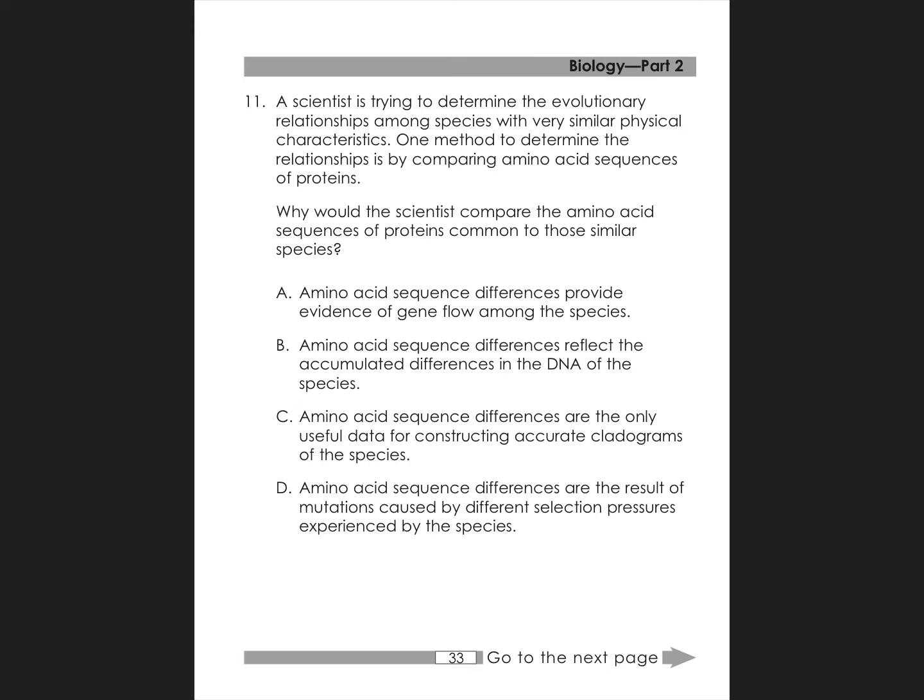Okay, this next question asks, a scientist is trying to determine the evolutionary relationships among species of very similar physical characteristics. So maybe two birds that seem very identical in size, shape, maybe there's just a color difference in the feathers or what have you. One method to determine the relationships is by comparing amino acid sequences of proteins, right?